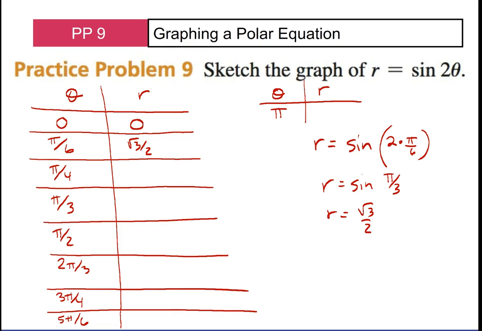I'm going to do one more with you, and I want you guys to finish off the rest yourself. So punch in pi over 4. So sine of 2 times pi over 4. When you do that, the 2 and the 4 reduce down to just pi over 2, and sine of pi over 2 is 1. There it is.